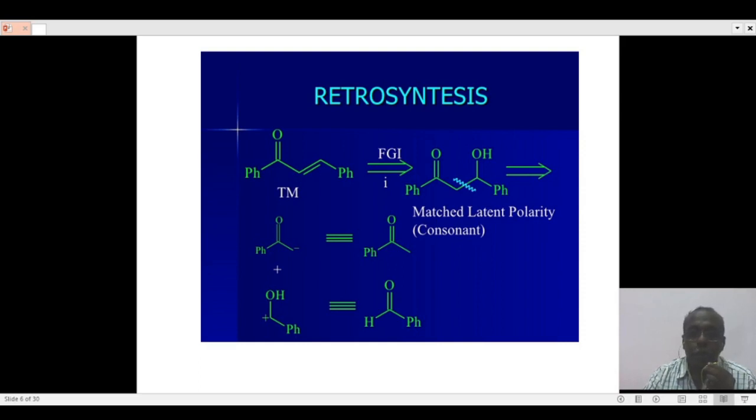As a result, two ions are formed. One is a negative ion, another one is a positive ion. These two ions are called synthons. The positive and negative ions obtained in the disconnection are called synthons. Then the equivalent molecule of the negative ion is acetophenone. The equivalent molecule of the positive ion is acetaldehyde.